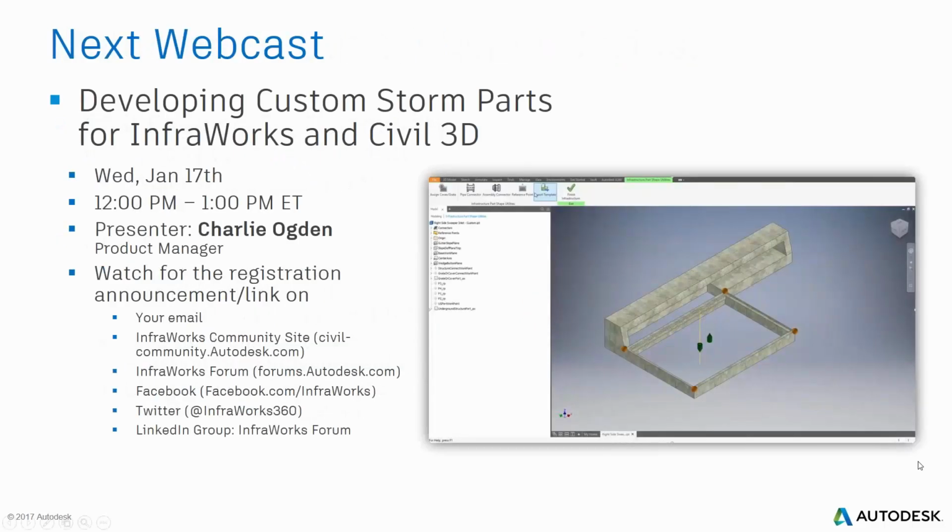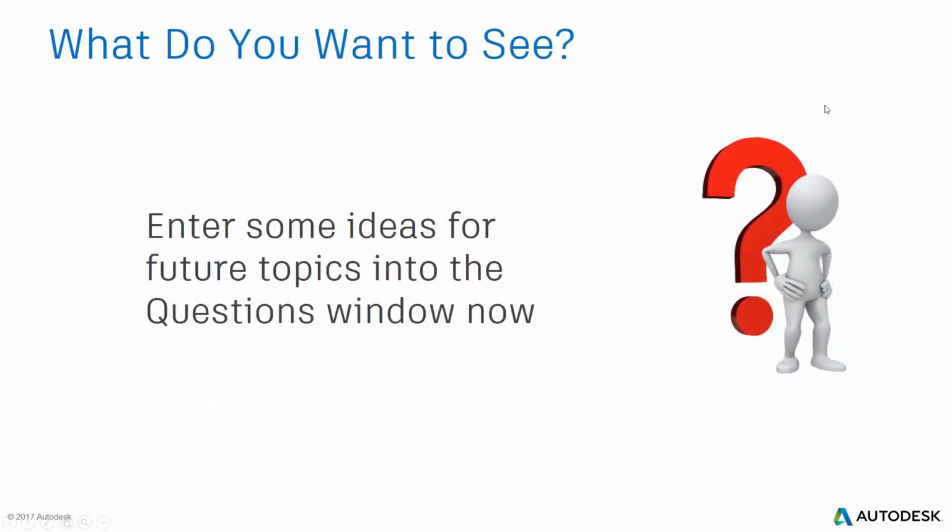Our next webcast is going to feature Charlie Ogden, who is actually here, one of the folks in the background who's going to be answering questions today. Charlie's going to be taking a deeper dive into the custom parts editor portion of both InfraWorks and Civil 3D. I say a deeper dive because Charlie did a webcast for us maybe a month or two ago about these functions, more introducing them. In this webcast, he's going to go a little deeper, focus on custom storm parts, and give you some of the skills and knowledge that you need to start building some of your own parts for your standards and needs back at your office. So really looking forward to that.